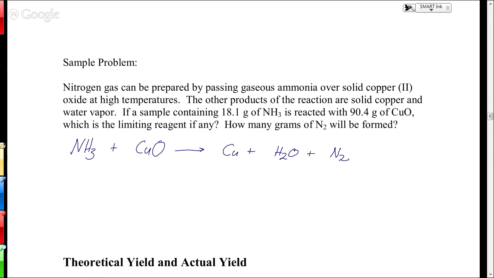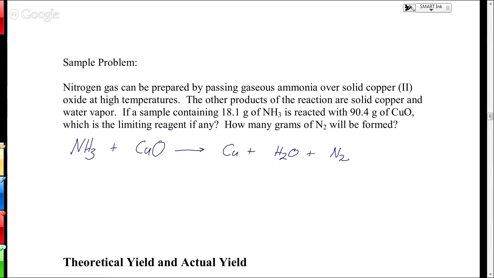Nitrogen gas prepared, meaning made, by passing gaseous ammonia over solid copper oxide. So the ammonia reacts with the copper oxide, and we end up with copper, water vapor, and nitrogen. Is that balanced? Anybody get it balanced? Not yet?